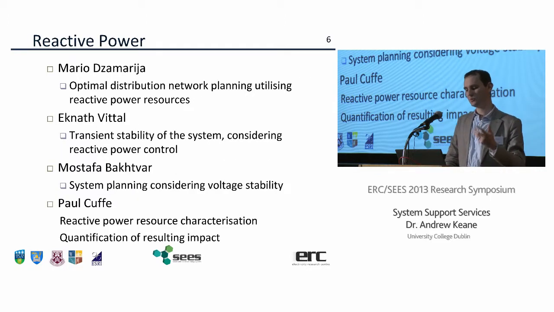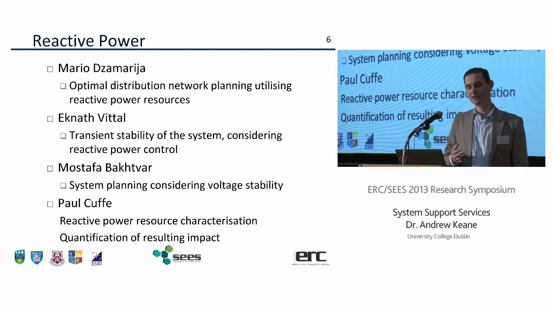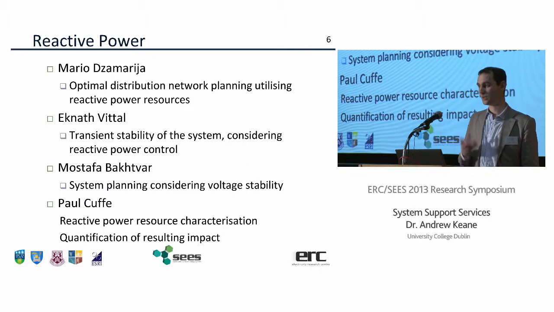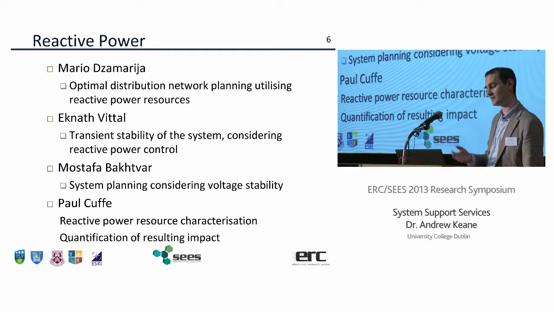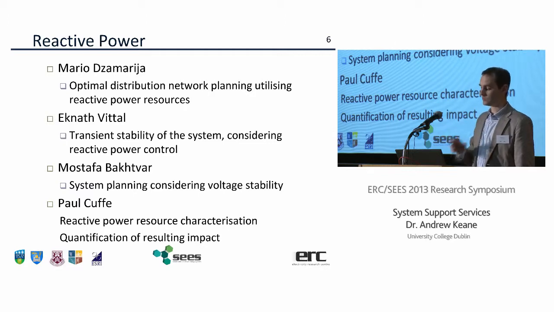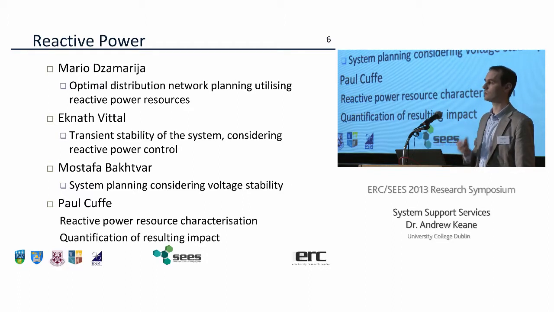I want to get into a little bit more detail now, but just before I hand over to Paul, one of the key things that we look an awful lot at within the strand is reactive power. Megavars, they're kind of ubiquitous on AC power systems, and it's the focus of a lot of our work. So just very briefly, Mario Jamaria from Croatia, one of our PhD students, looks at this with regard to how to optimize distribution network planning, so how to optimize the integration of renewable energy resources on the system, and particularly utilizing reactive power as a means or a method of optimization.